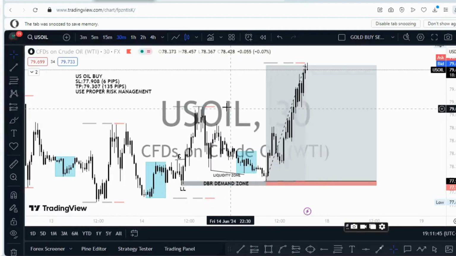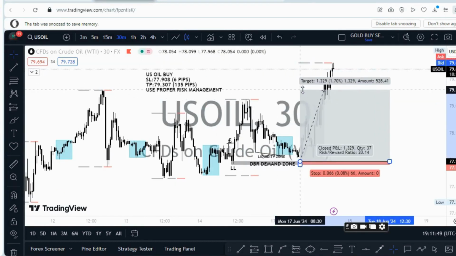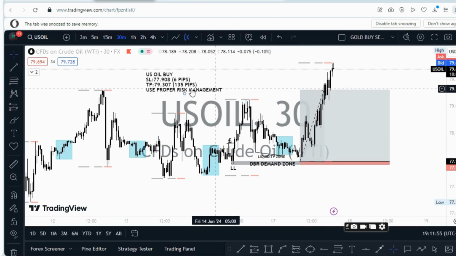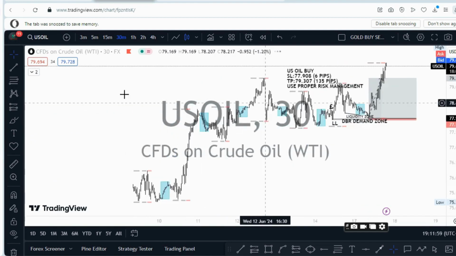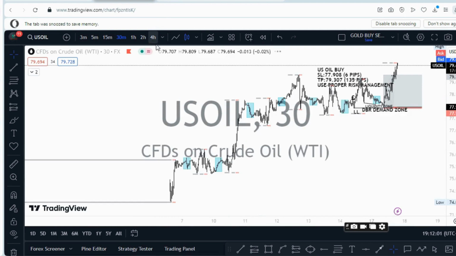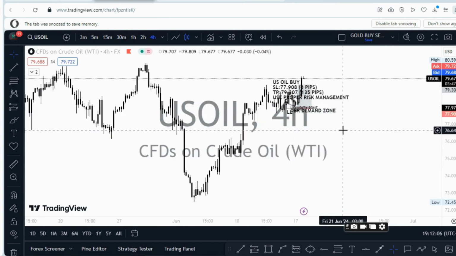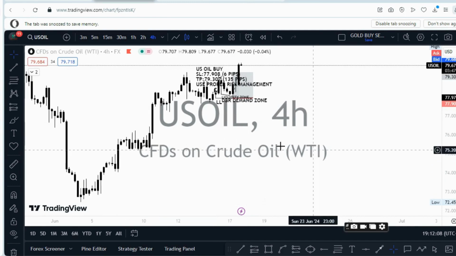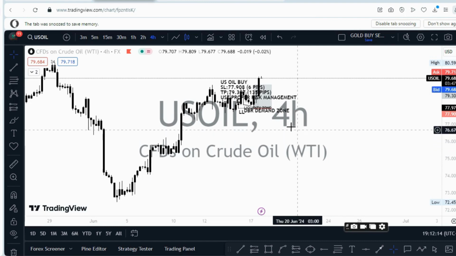The market literally went all the way to our take profit. You can see that our take profit was right here, which is a 1 to 19 risk reward ratio, with a stop loss of 6 pips and a target of 135 pips. Let me show you. Like always, start from the higher time frame. What is the market telling you on a long-term basis? From here, you can see that the market has been going to the upside. Therefore, it's only wise for you to start looking for buying opportunities.